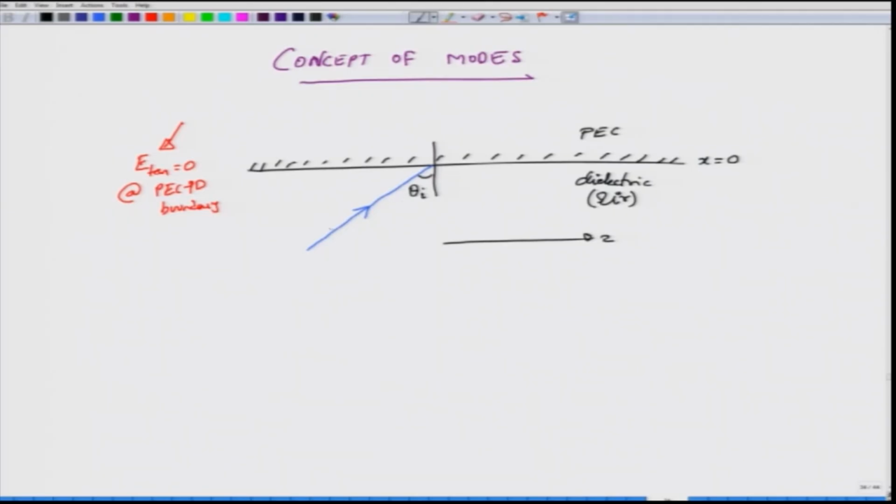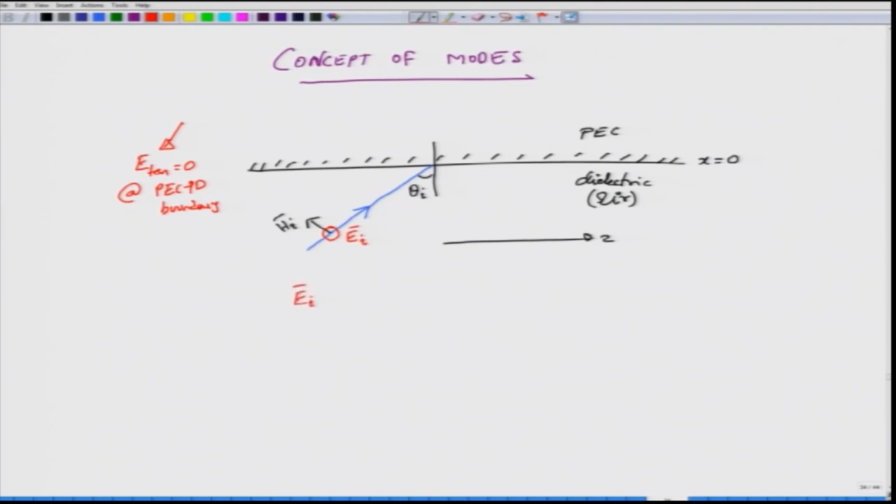I will assume that this is a transverse electric wave, which means that this would be the incident magnetic field, which anyway I am not going to look at for now, but this would be the incident electric field, which would be polarized along the y axis. So, the electric field will be along the y axis.